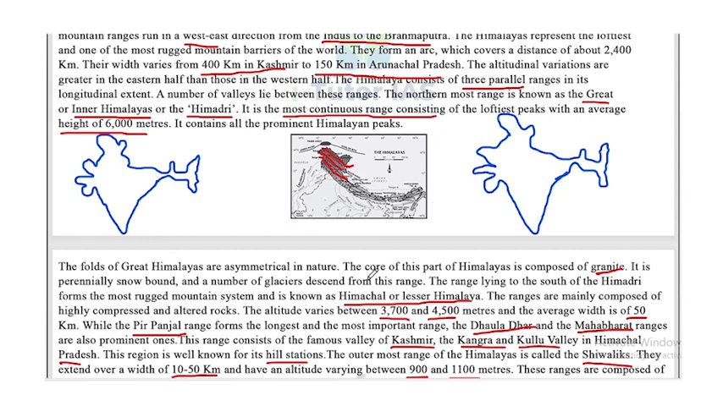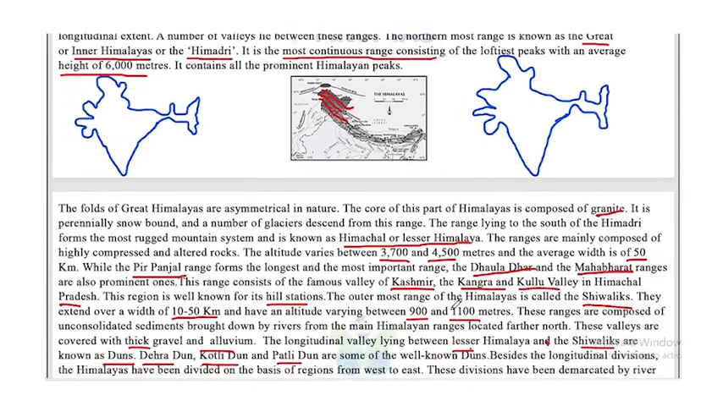Now the second one is Himachal or Lesser Himalaya, that lies south of the Greater Himalaya, or south of the Himadri, and their altitude varies between 3,700 to 4,500 meters, and the average width is 50 kilometers. The most important ranges are Pir Panjal range, Dhauladhar, Mahabharat ranges, and they also have valleys like Kashmir, Kangra, Kulu. Kulu is situated in Himachal Pradesh, and they are well known for their hill stations also.